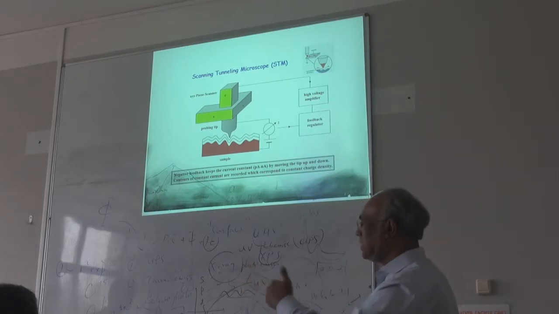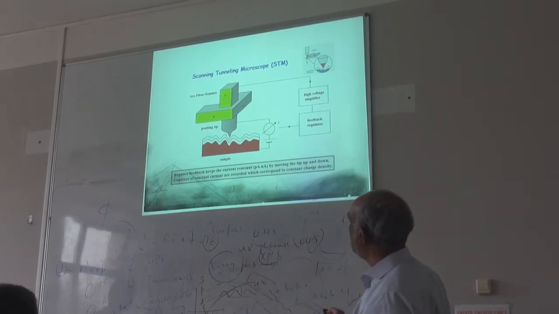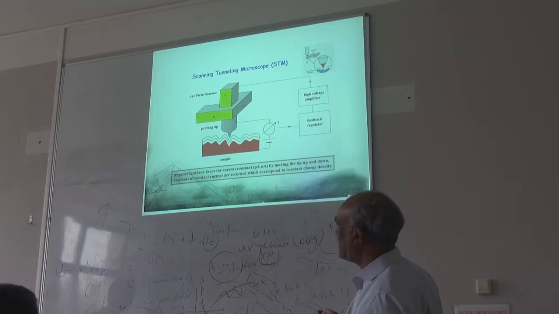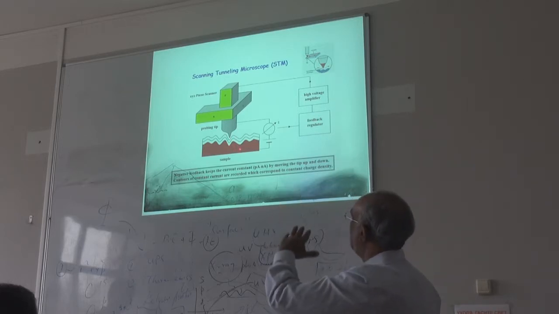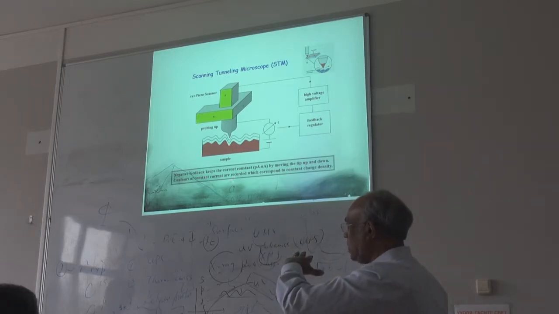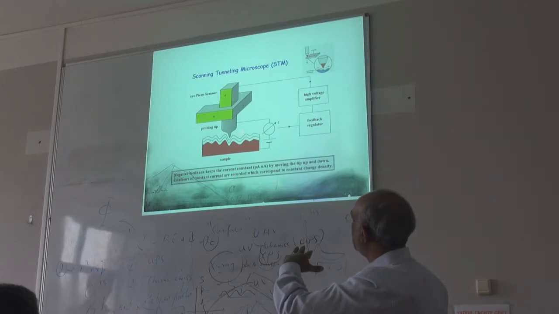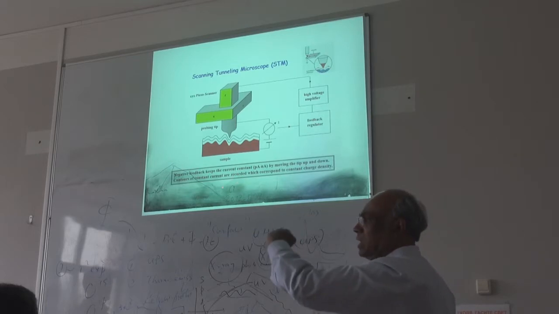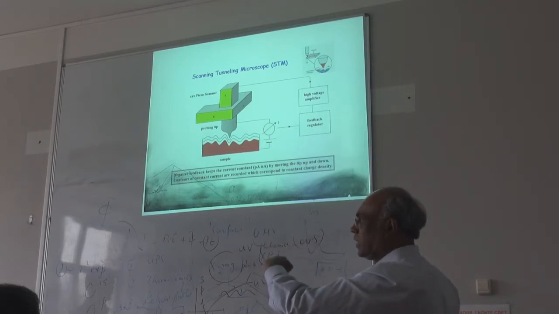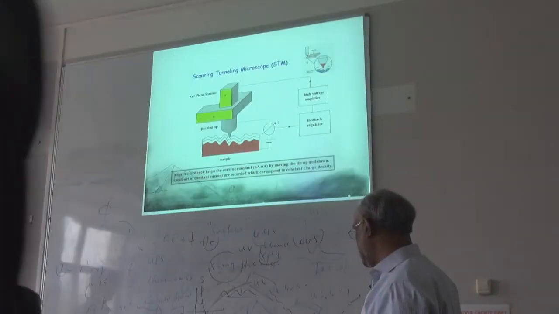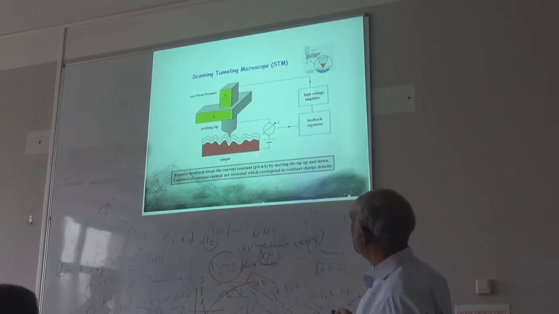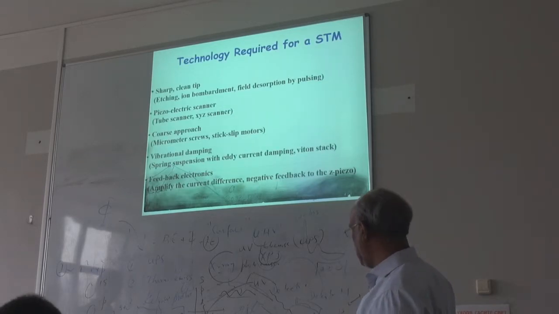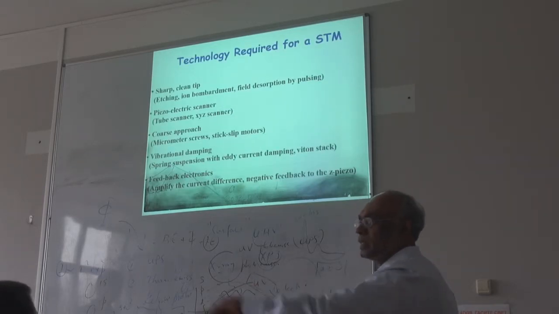If you come to a place with low current, it will bring the tip down. If you go to a place like this one, it will move away. That adjusts the height to keep the current constant. If you do the contours, these currents are typically picoampere to nanoampere. By doing that, you can easily map the samples.